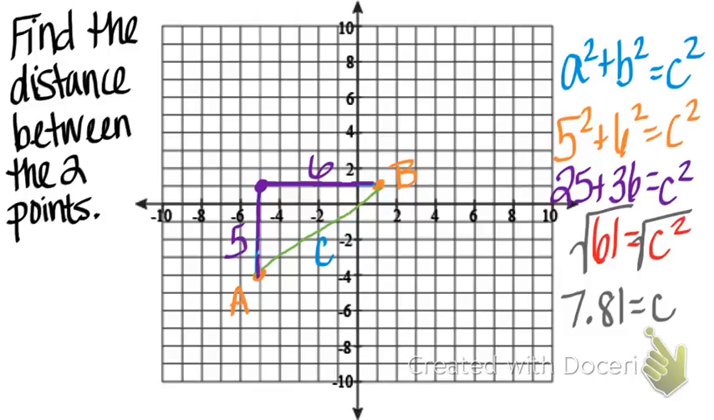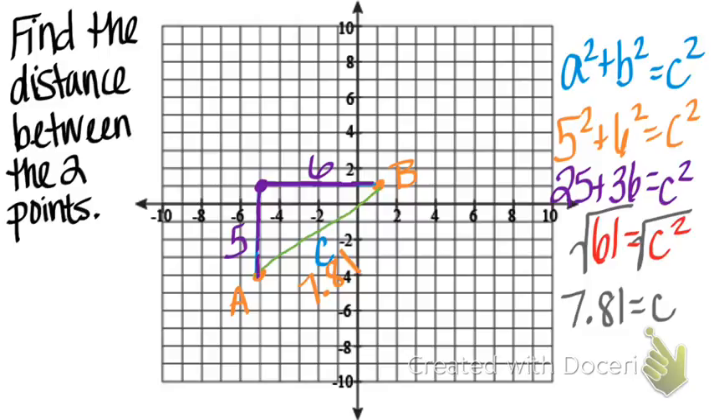Okay, so when you worked out the problem, you should have gotten that the measure of C was 7.81 units. And you find that right here when you take the square root of 61. And remember, 61 is not a perfect square, so that's why we got a decimal. So this means that the length of C here on our graph would be 7.81 units. So that's the distance between point A and point B.